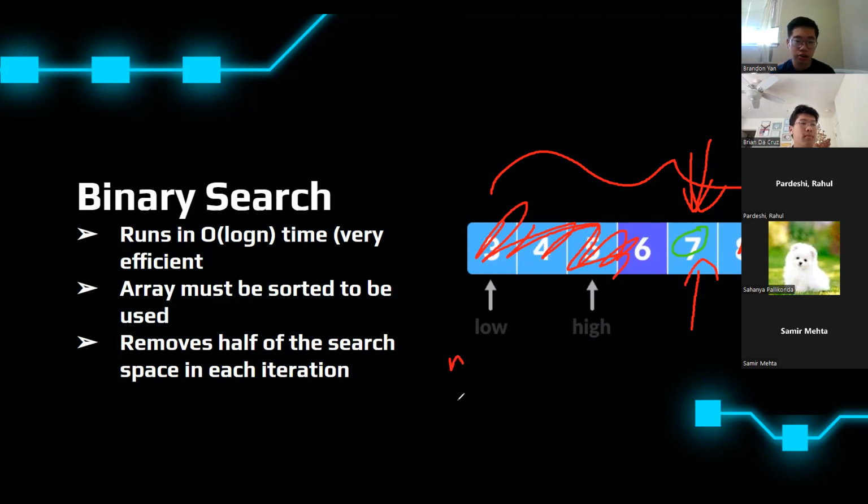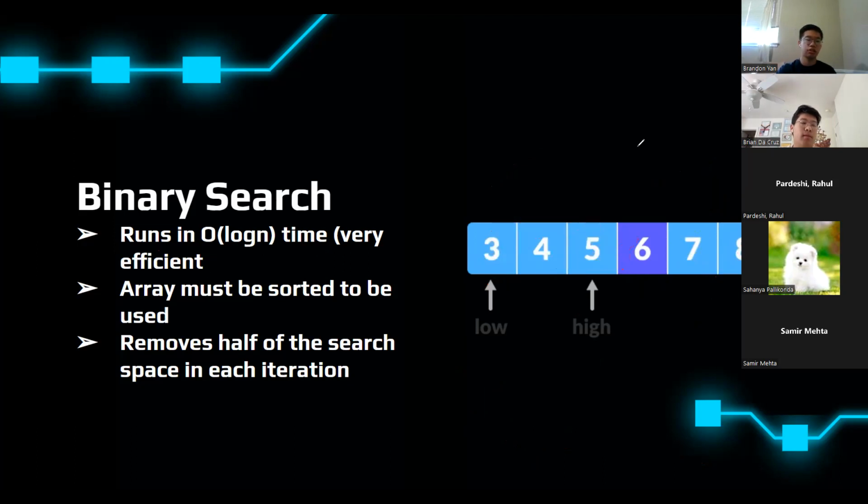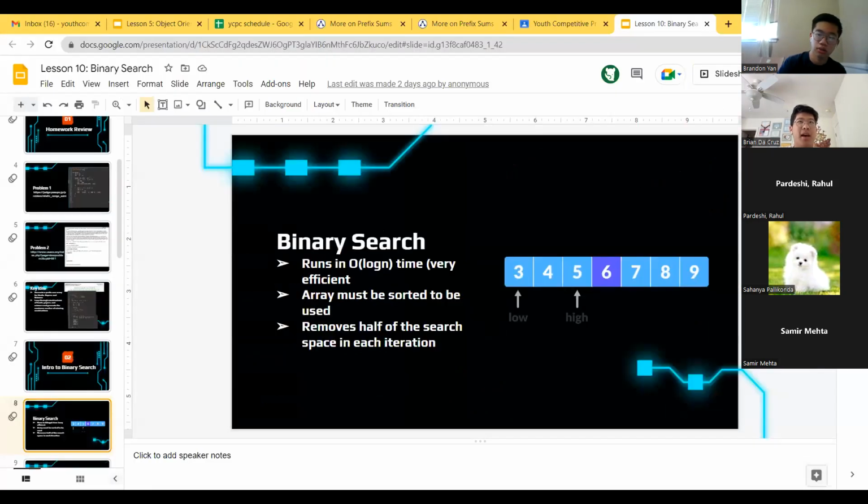You're going from an array of size n to an array of size n over 2 to an array of size n over 4. Basically, as you're searching for this, you can think of it that way. And the amount of operations you're doing here is log n. So we're running in log n time, which is way faster than the normal approach, which is just searching every element in the space until you find it, which would be n time complexity.